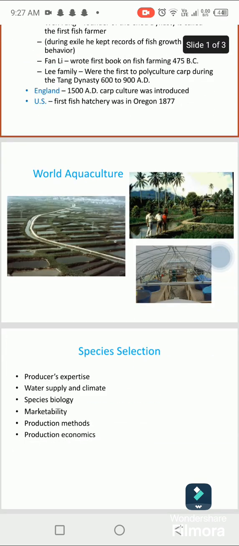World aquaculture and species selection. Factors: producer's expertise, water supply and climate, species biology, marketability, production methods, production economics.